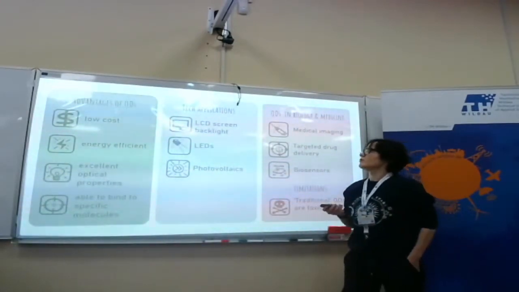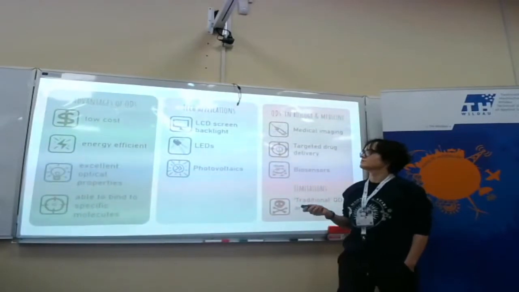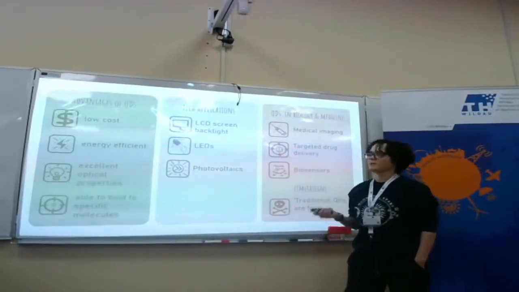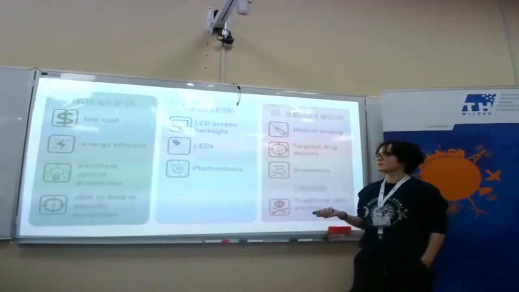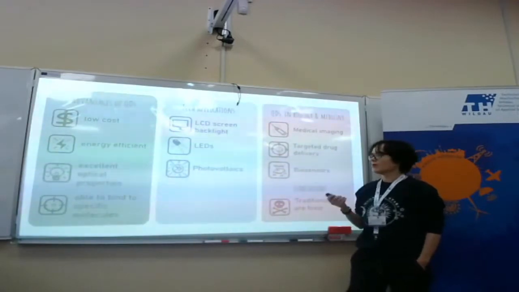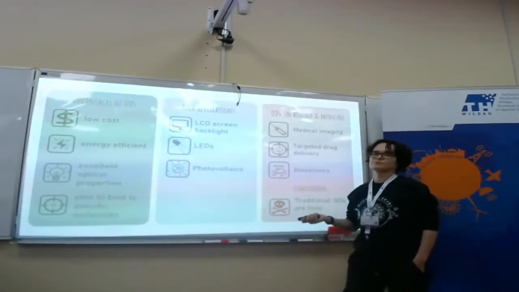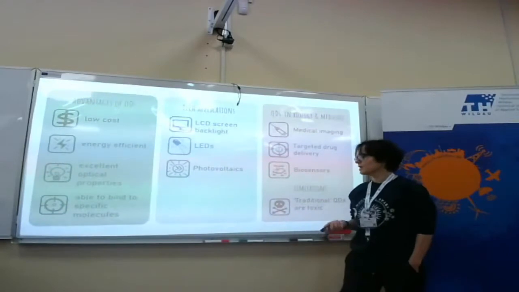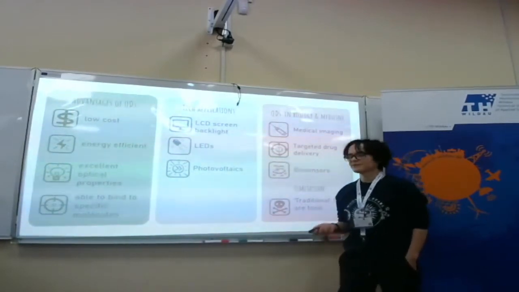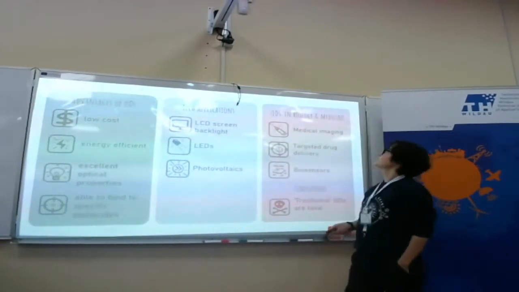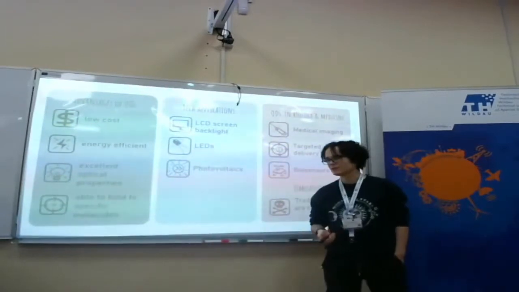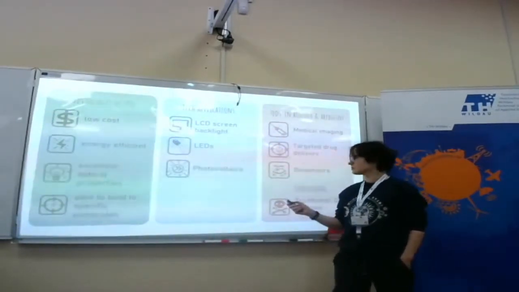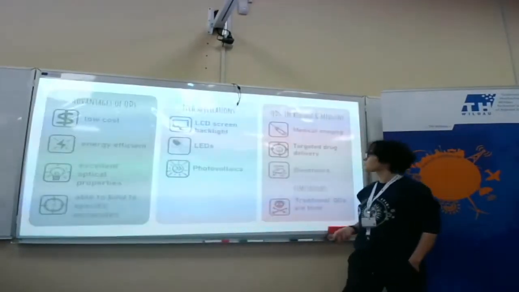The advantages of quantum dots are very low cost. They're very energy efficient. They're very easy to produce. They have excellent optical properties. That means they shine very brightly, and they are also able to bind to specific molecules, which is very useful in biology and medicine. This they can do, as I told you, with germanium.